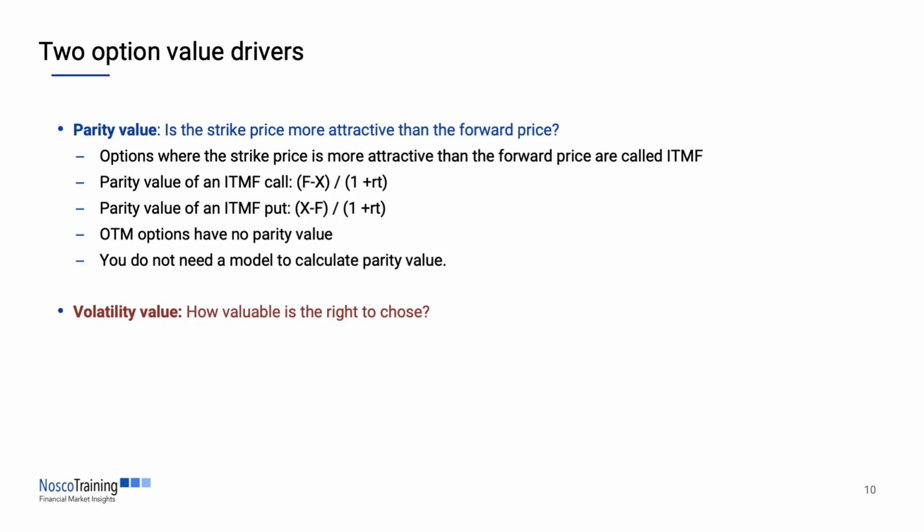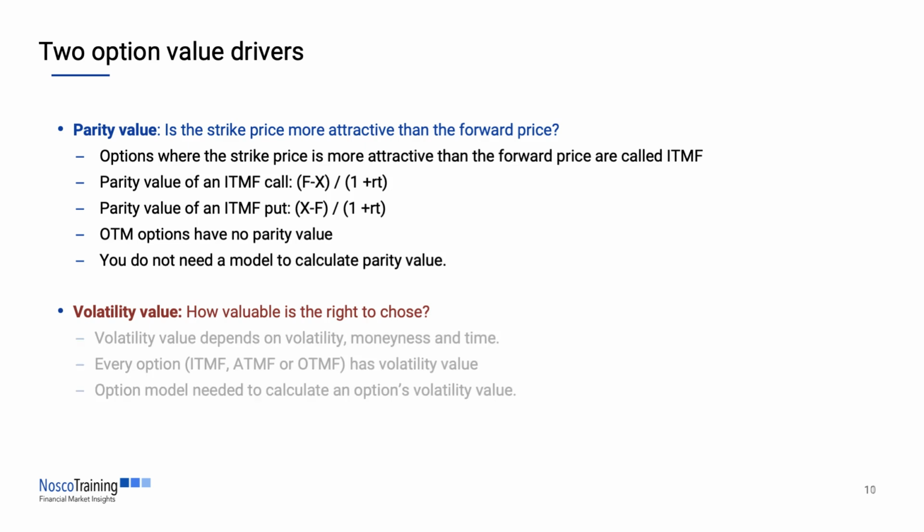Parity value compares the strike price with the forward price. In-the-money forward options have positive parity value, while out-of-the-money forward options have none. For a call, parity value equals the forward price minus the strike price discounted to today. For an in-the-money put, the parity value equals the strike price minus the forward price, all discounted to today. Note that no option model is needed to calculate parity value.